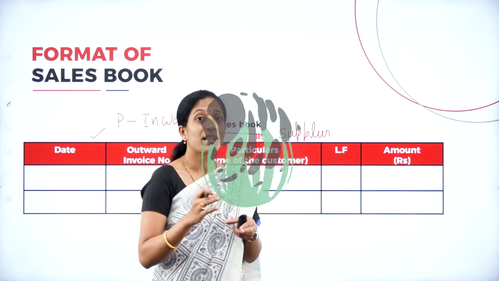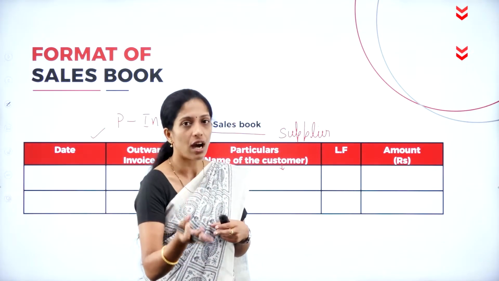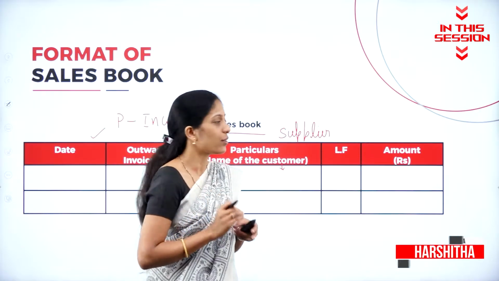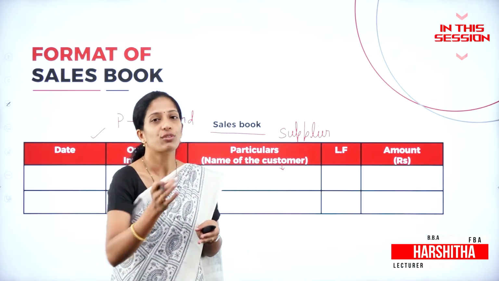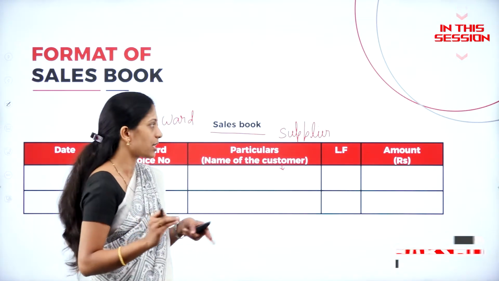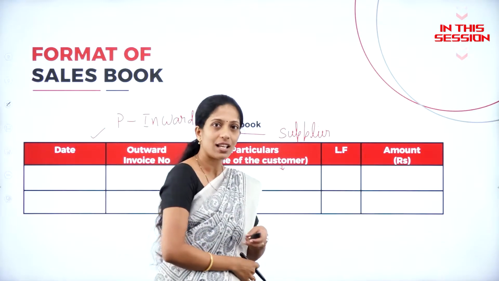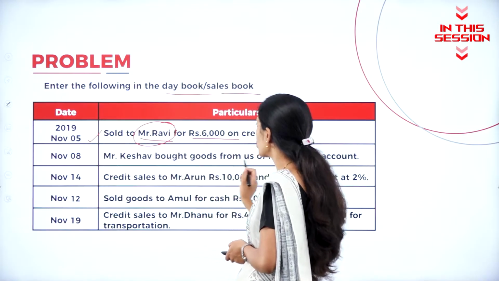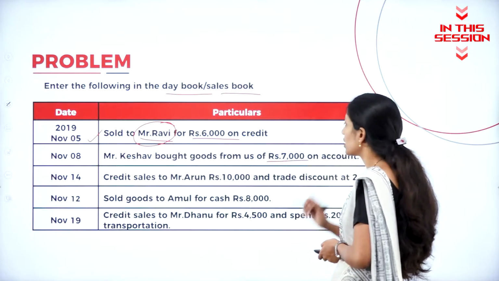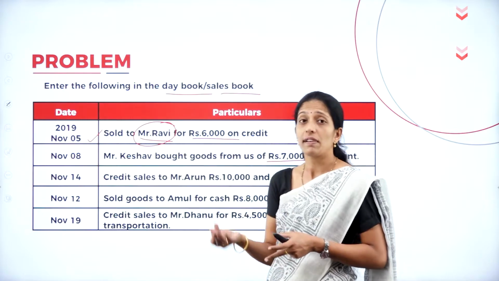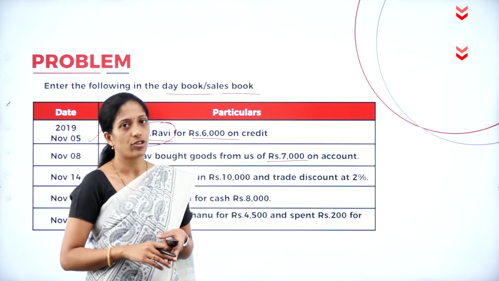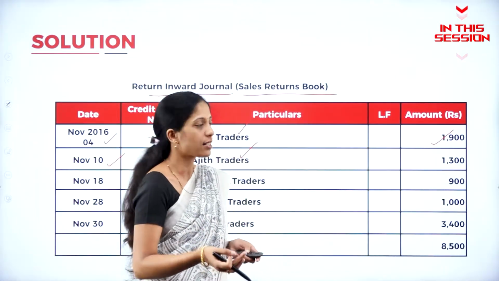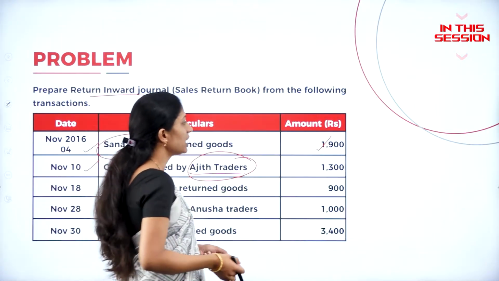Outward invoice number, because when you sell goods, goods go out from the business. Name of the customer, because we are going to sell to our customer. Name of the customer, ledger folio as well as amount. Mr. Keshav bought goods from us for rupees 7,000 on credit. So Keshav has bought goods from us, in the sense what? We have sold to Keshav. What is the amount of sales return that happened? That is 1,300.